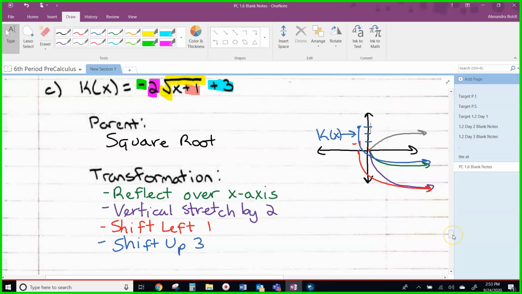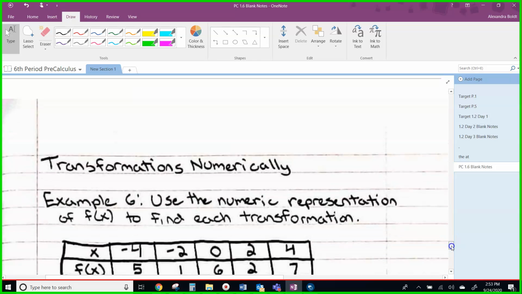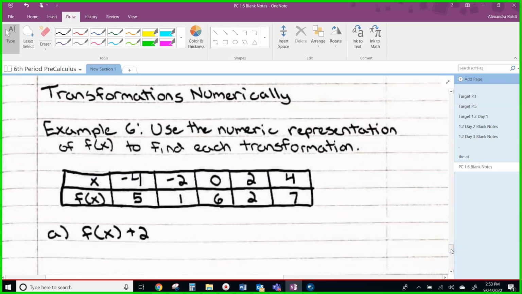Then the next thing we're going to look at, so we looked at graphs, so now we're going to look at numerically. So numerically is like tables. Okay. So this is a numeric representation of f of x. Again, that just means this is my x value and this is my y value for each of these. So you can think of it as the point -4, 5, the point -2, 1, 0, 6, 2, 2, 4, 7. Okay. So I don't actually know what the equation f of x is. I just know that it has these 5 points. It might not have an equation, right? It just might be this set of 5 points. But I can still transform it.